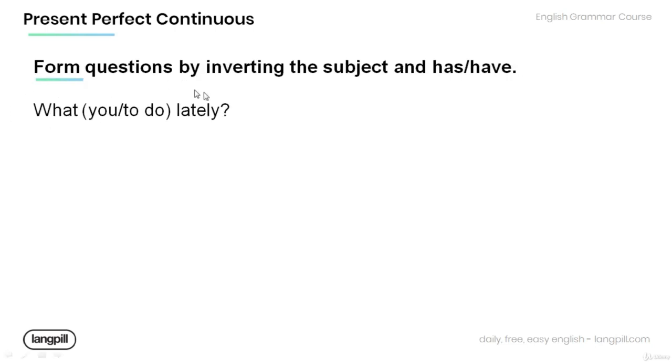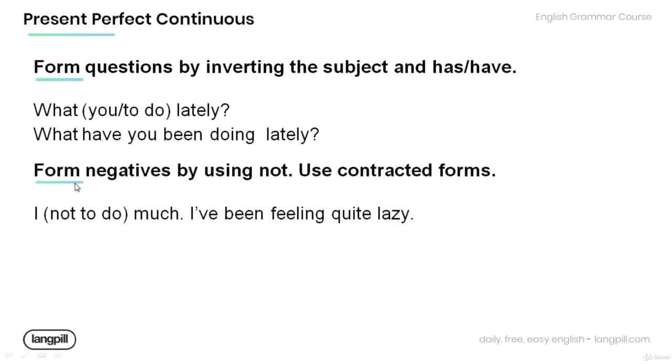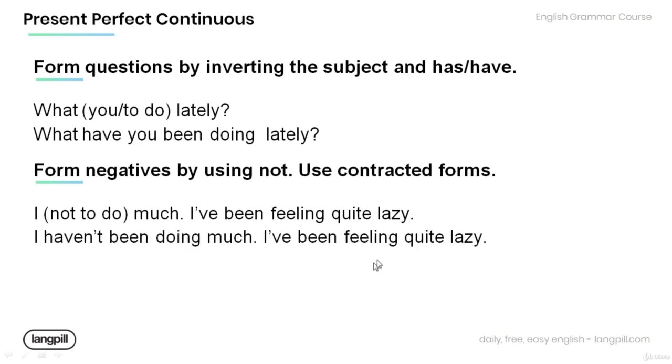Remember that we form questions by inverting the subject and has or have. Now read the following question and provide the present perfect continuous form of the words in the bracket. What you to do lately? What have you been doing lately? And make sure to form negatives by using not. Use contracted forms in the following sentence. I not to do much. I haven't been doing much. I've been feeling quite lazy.